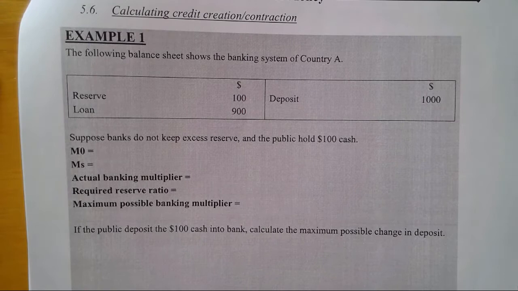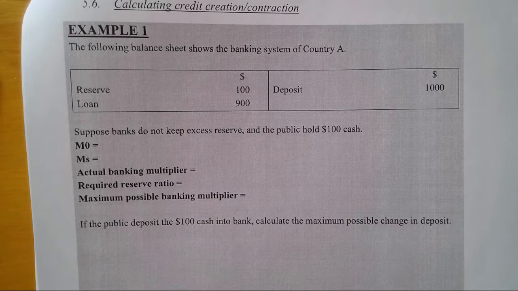Now remember, last video we talked about the cycle, the cycle of how credit creation results. First, someone deposits money. Second, we have excess reserve. And finally, we loan out the money and further deposit the money as a deposit, right? Therefore, let's do the mathematics for this video.